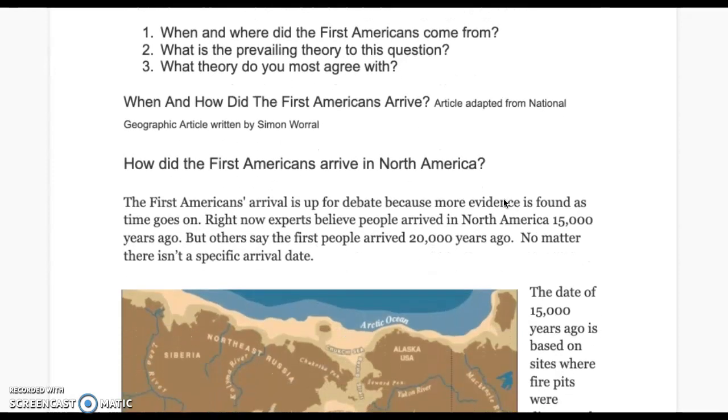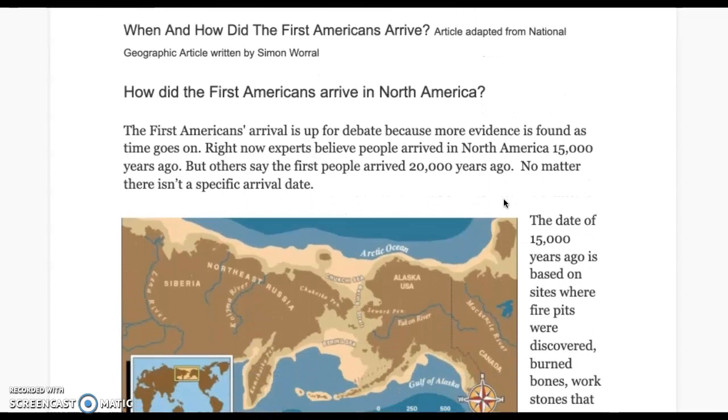So how did the first Americans arrive in North America? Their arrival is up for debate because more evidence is found as time goes on. Right now, experts believe people arrived in North America 15,000 years ago, but others say the first people arrived 20,000 years ago. No matter, there isn't a specific arrival date.